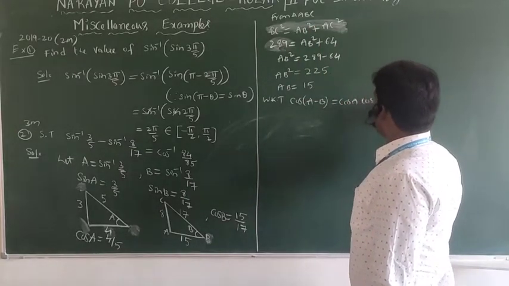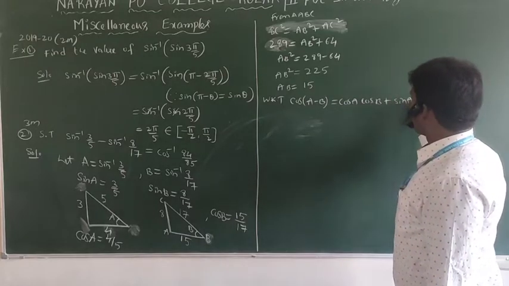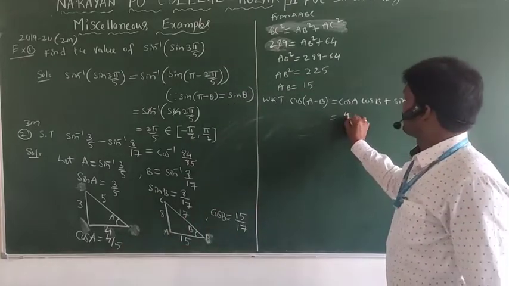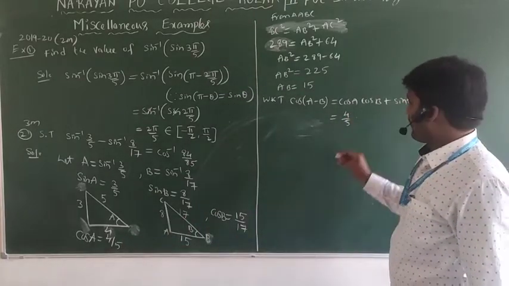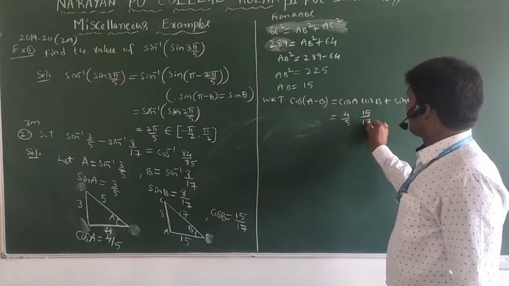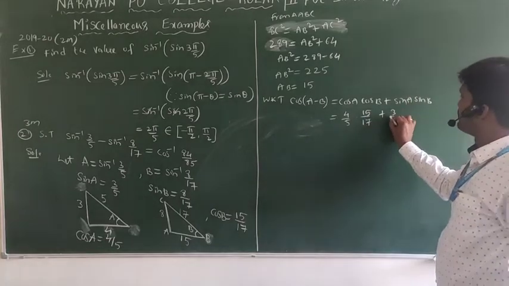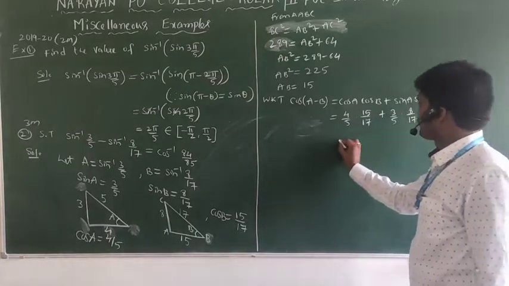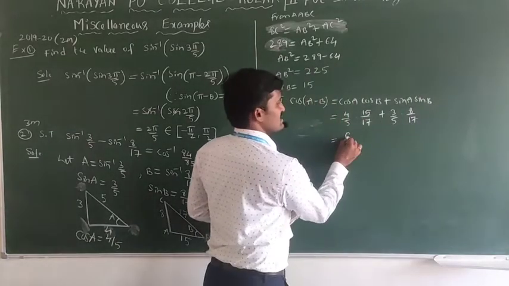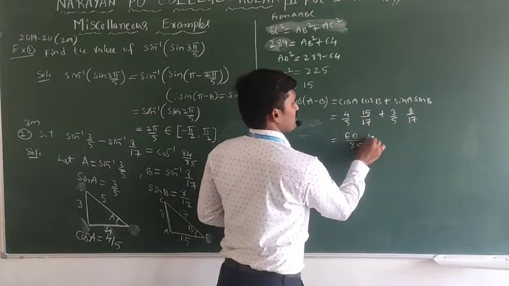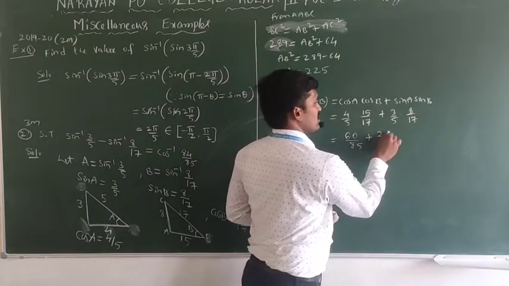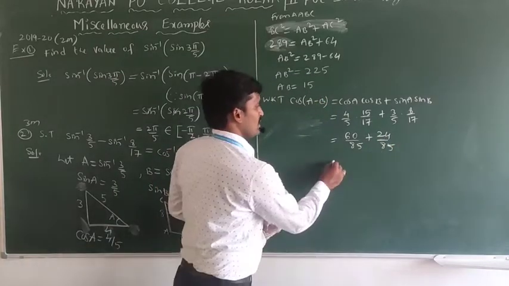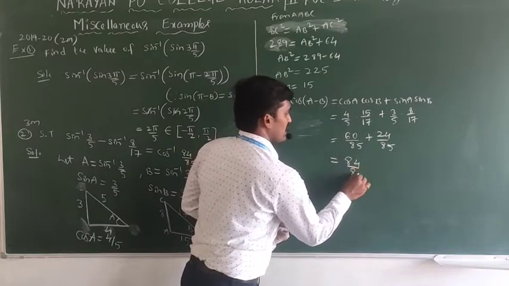Cos A cos B plus sin A sin B. Cos A value 4 by 5, cos B value 15 by 17, plus sin A value 3 by 5, sin B value 8 by 17. 4 into 15, 60 by 85, plus 3 into 8, 24 by 85. What is the LCM here? 85. Add numerator: 84 by 85.